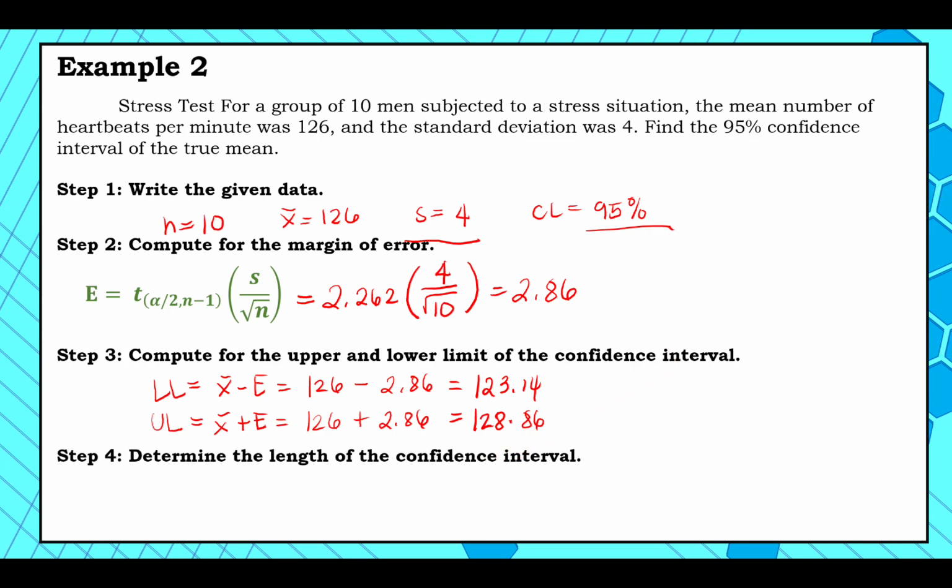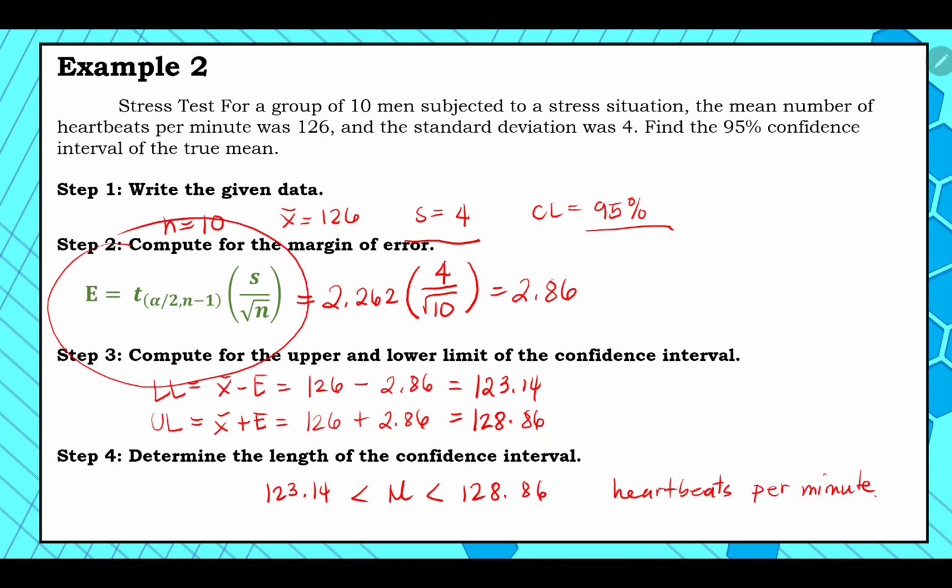And to determine the confidence interval, we'll have 123.14, that's our lower limit heartbeats per minute, up to 128.86. We can put here the units, heartbeats per minute. So I hope you get to learn how to identify the confidence interval when the population standard deviation is unknown. So you use this formula.